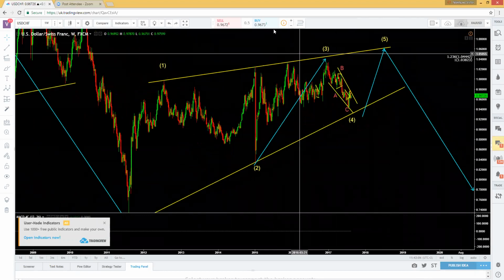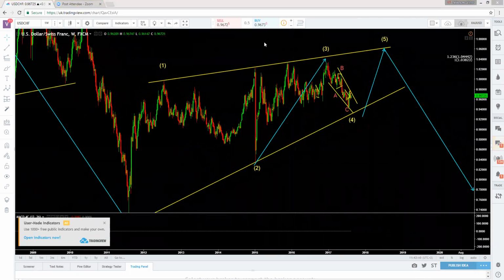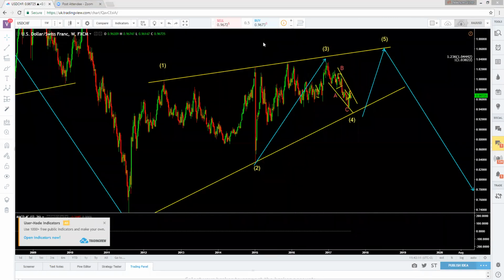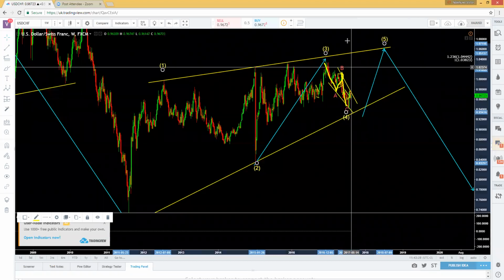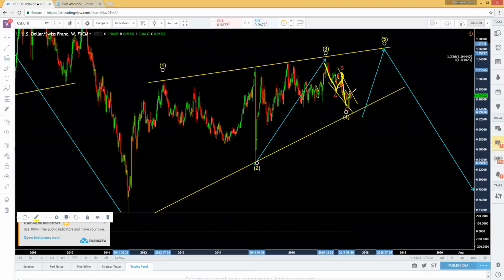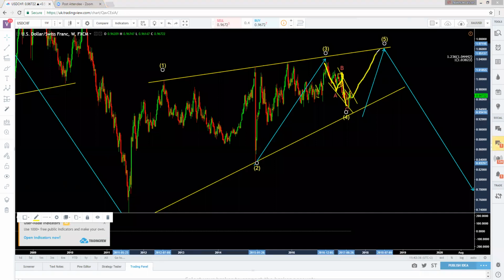So here's what could be happening here. Here we could be on 1, 2, 3. It's clear again, 1, 2, 3, giving us then ABC in wave 4. So wave 4 could be completed here, and we could be going for a wave 5. So for us to confirm that it has happened, we need to get an impulse and then a correction above this line to confirm that we're going for wave 5.